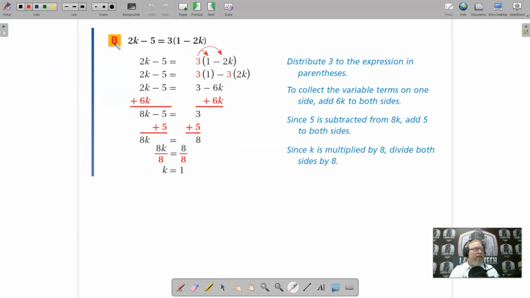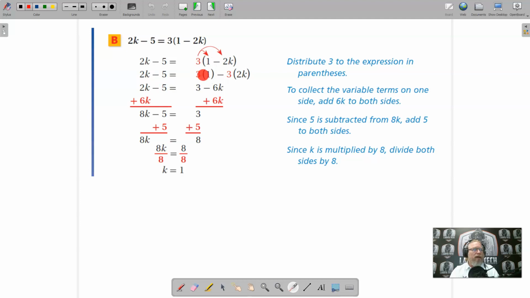Looking at the next example, example B, 2k minus 5 equals 3 times the quantity of 1 minus 2k. So we're going to need to do some distributive property. Distribute that 3 into the quantity of 1 minus 2k. So let's bring down our 2k minus 5 on the left. We'll keep doing that all the way down through here.